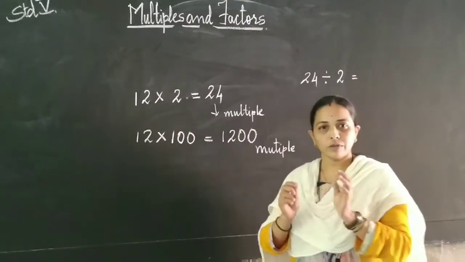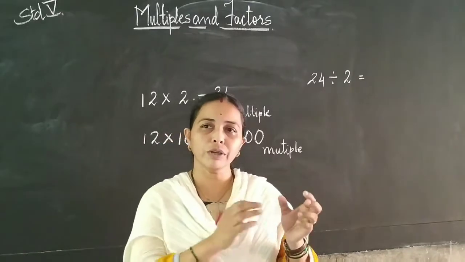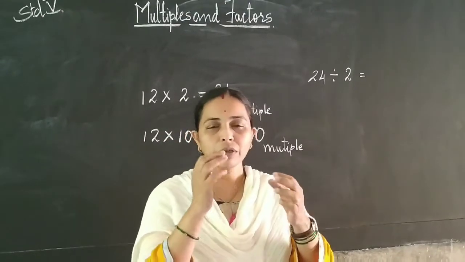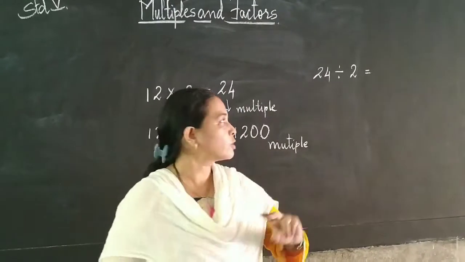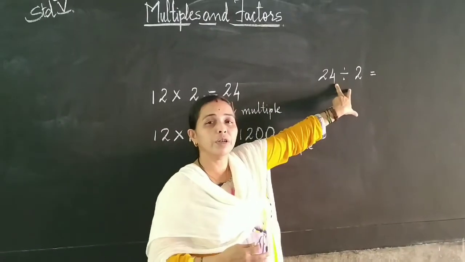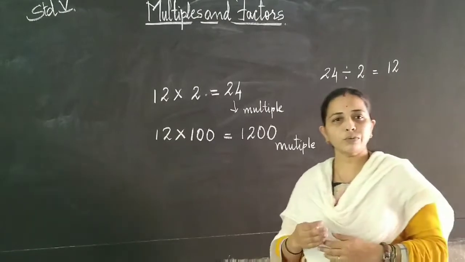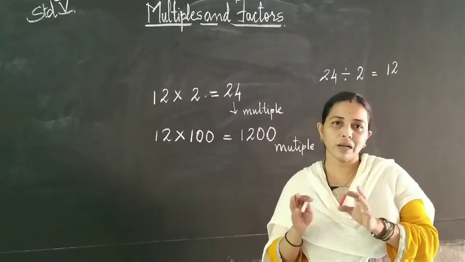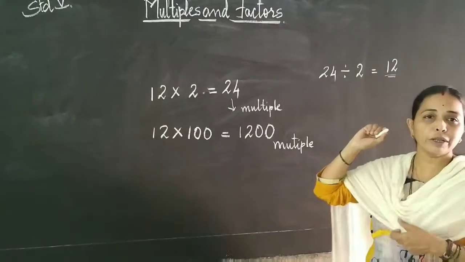Suppose 24 chocolates are given to you and you are asked to divide these chocolates between your friend and you. That means you are 2 people, correct? 2 persons. So how are you going to divide equally? Equal division will give you 12. That means you are going to divide this 24 into 12 parts. Correct? 2 times you will be dividing the 24.